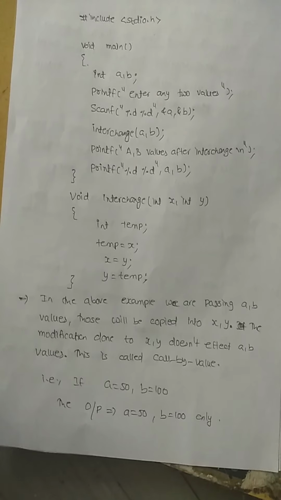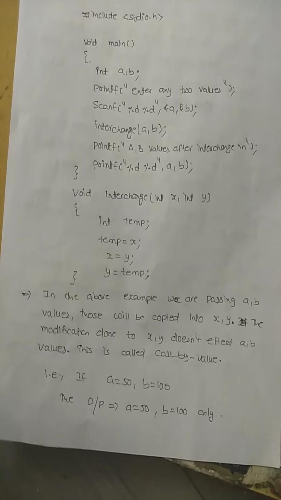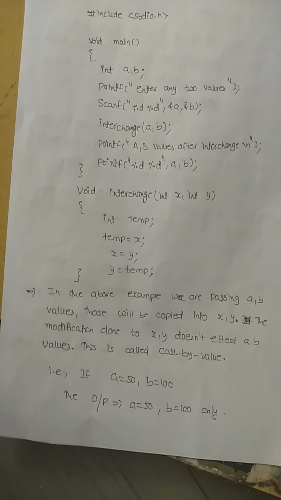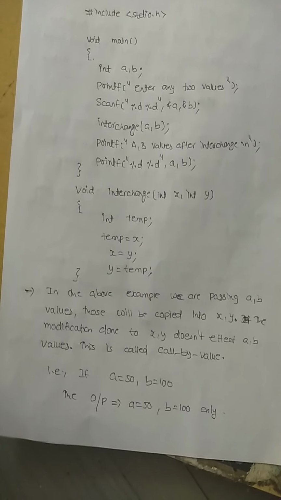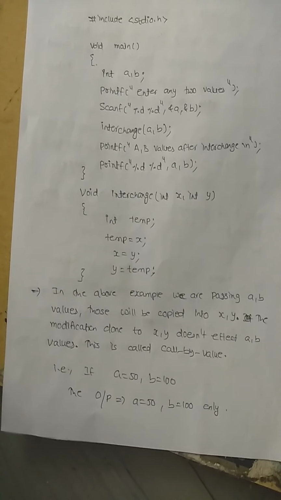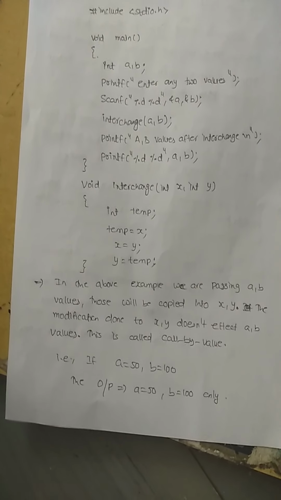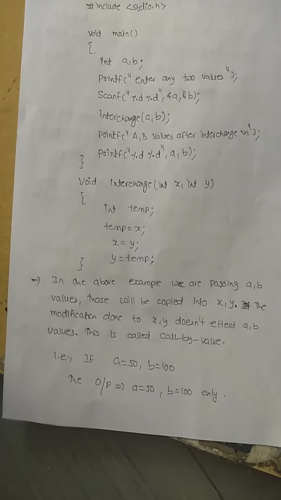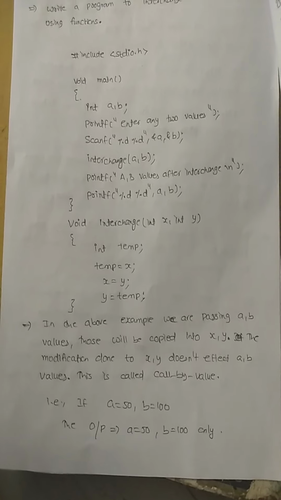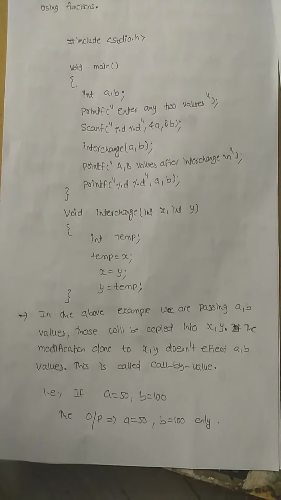Now I am doing modification to X and Y, and I am saying print the values of A and B, that is, print the values of the actual parameters. Suppose I give A value as 100, B value as 50. As a programmer we will assume that whenever we say print the values of A and B, it is going to print 50, 100, but that is incorrect here. We are passing actual parameters to formal parameters, and if we do any modification to formal parameters, it is not going to affect the values of actual parameters. So this concept is called call by value.